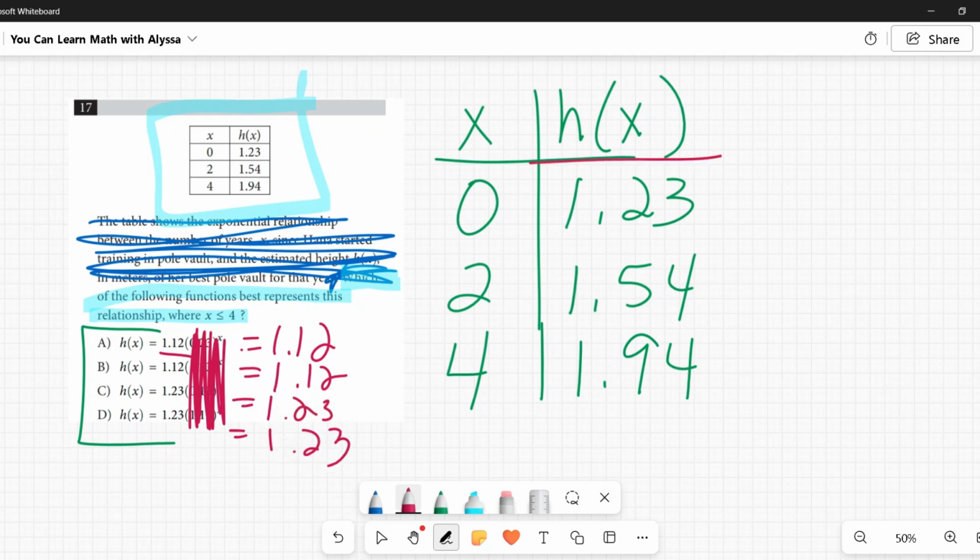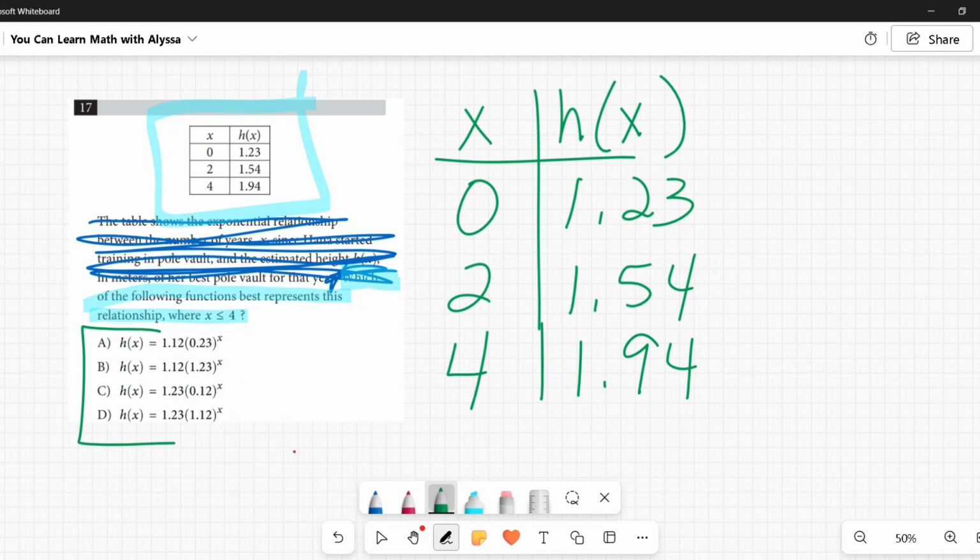Well, what does our chart say? Our chart says when we put 0 in, we get 1.23. So I already know A and B are out. Just by doing that little trick, when I put 0 in, that's going to get rid of those fractions. I don't have to do all this multiplication. I've already eliminated 2 of my answers. I clean this all up and say nope to A and nope to B. Now I only have to check C and D.